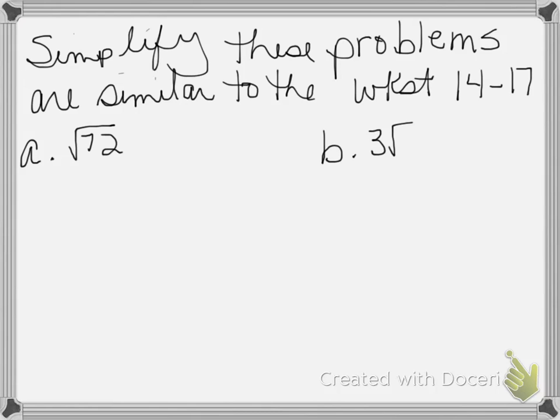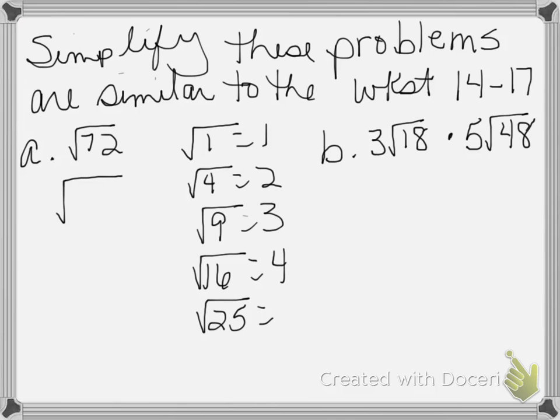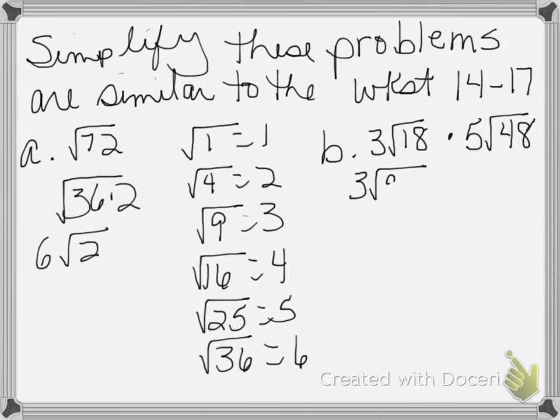Square root of 72. We're going to list all the perfect square roots. Now what you want to try to find is the largest perfect square that goes into 72, and that would be 36 times 2, which is 6 square root of 2.